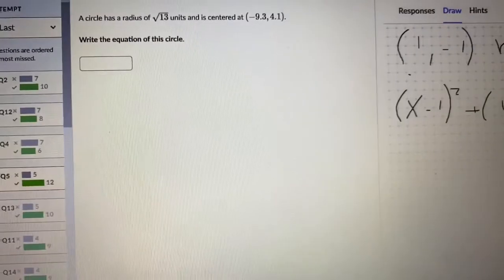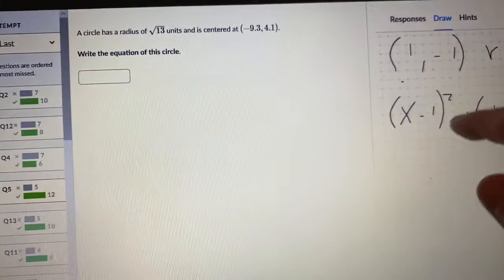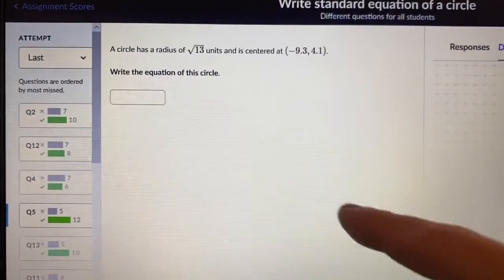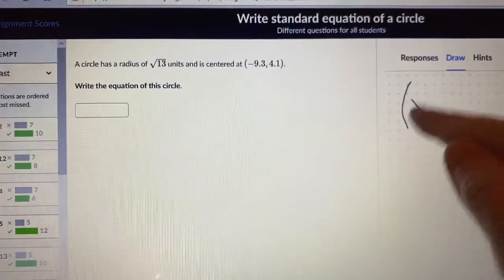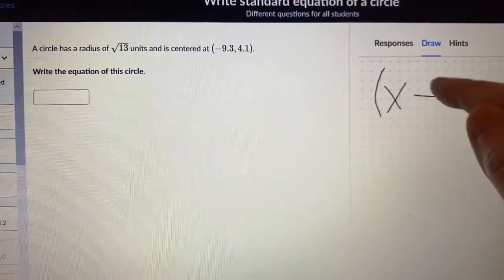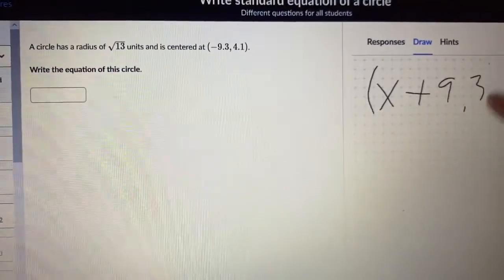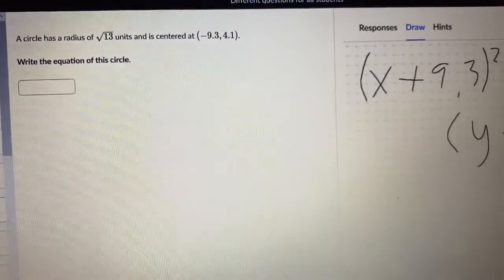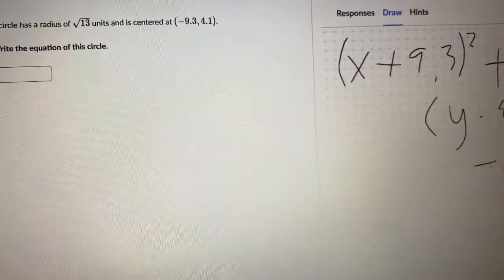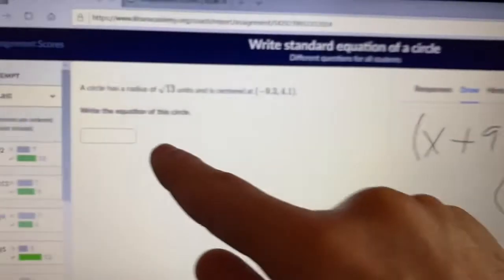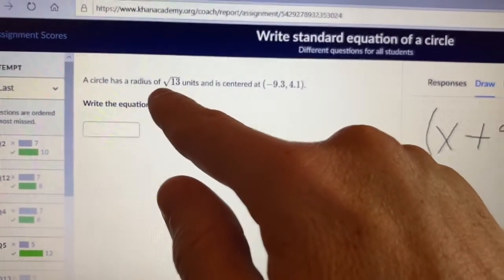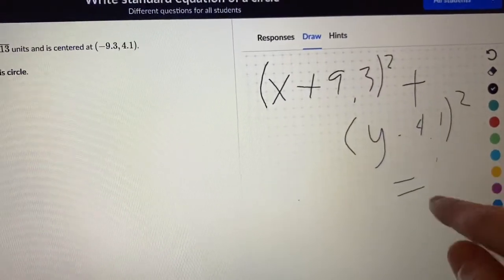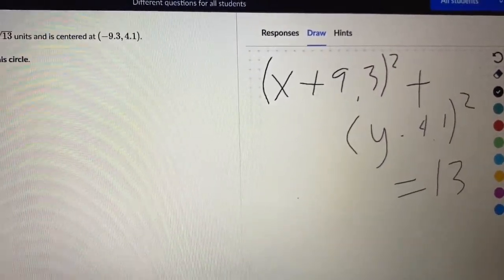Right, I'll do one more. This one doesn't have a graph, so when they give you the information, you just plug in. Remember, it's minus, so when you do minus a negative, it's going to be plus 9.3 squared plus y minus 4.1 squared. Don't forget to change x and y. Equals, the radius is the square root of 13. So r squared would just be 13.